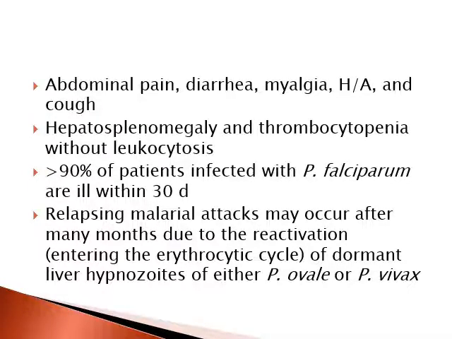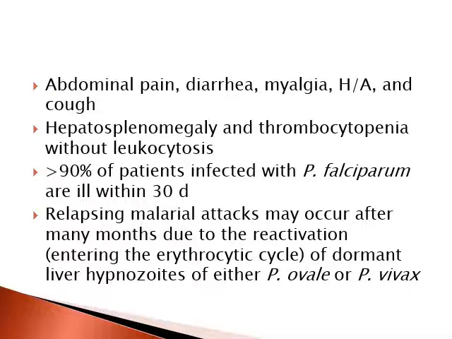This is because the reticuloendothelial cell proliferation is to engulf the dead red blood cells and also the malarial pigment and malarial excretory products. 90% of patients infected with Plasmodium falciparum are ill within 30 days.